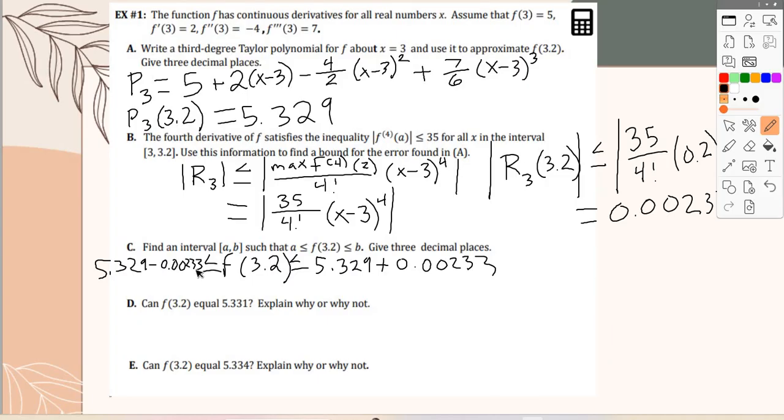So if we were to plug that in, we get that our interval is going to be between 5.327 and 5.332.